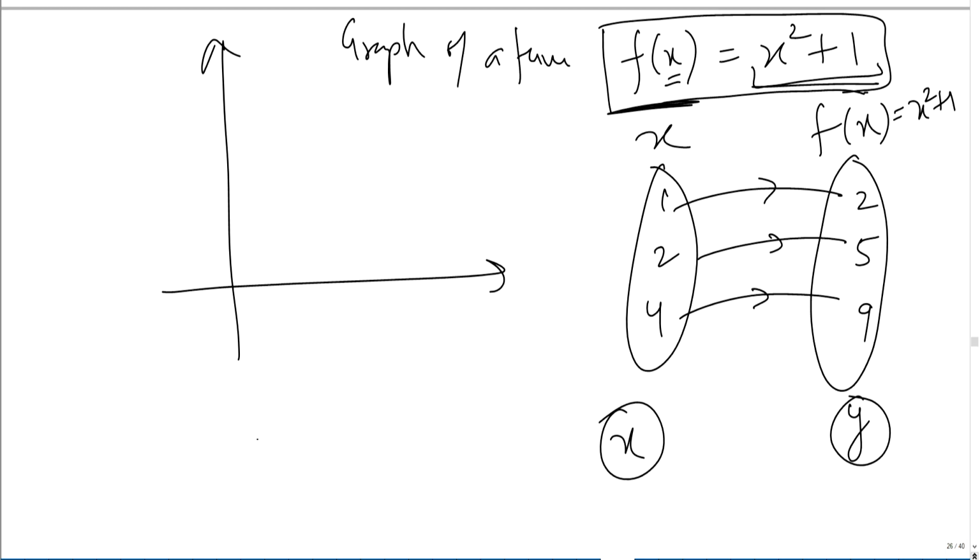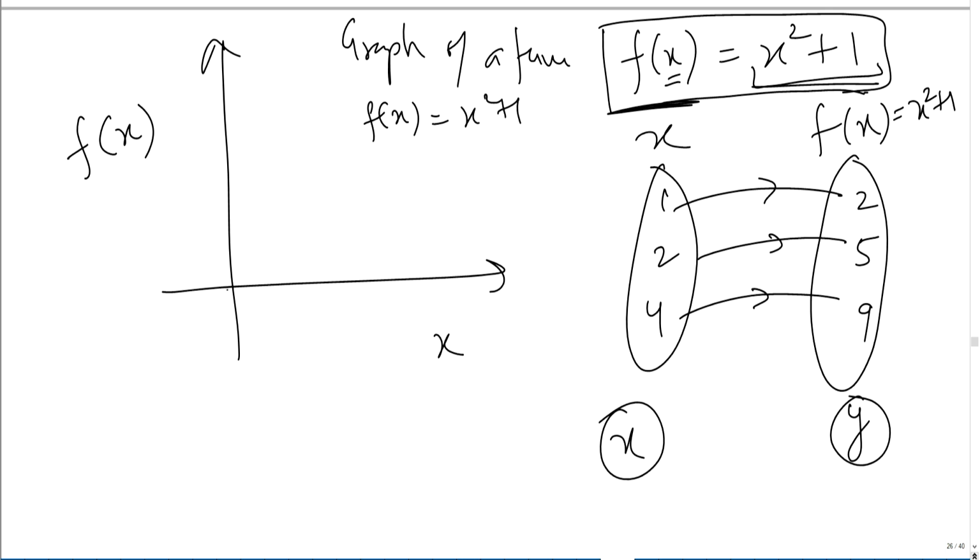So, let us say the function is f of x equals x square plus 1. Can you draw the graph of this function? Yes. So, on the x axis, let us take values of x. Let us take the input variable on the x axis and take the values of the function f of x on the y axis. So, corresponding to some value of x, f of x would have some value, right.